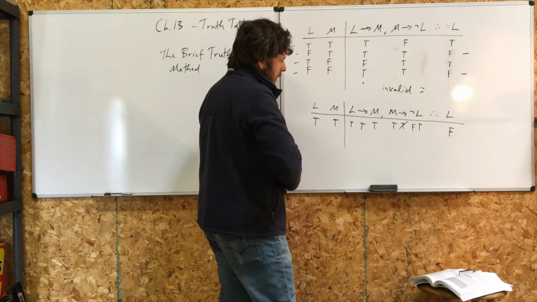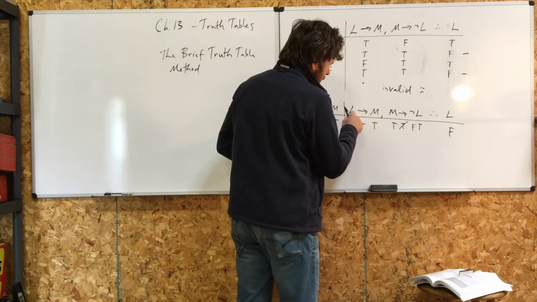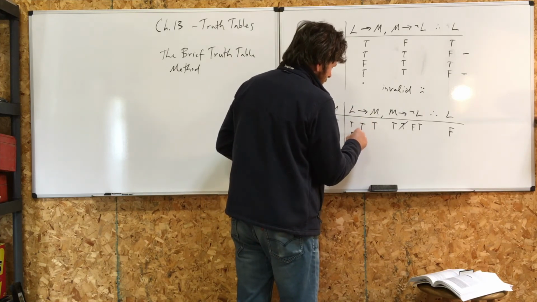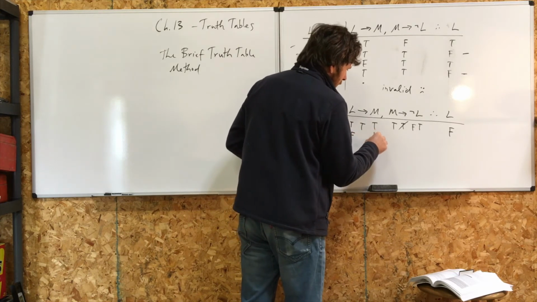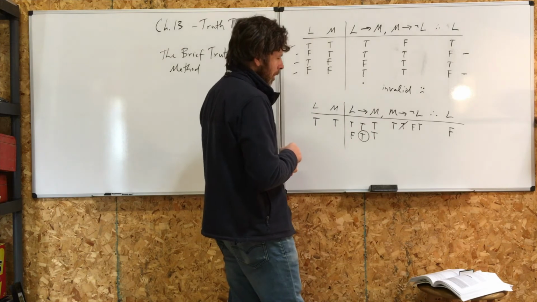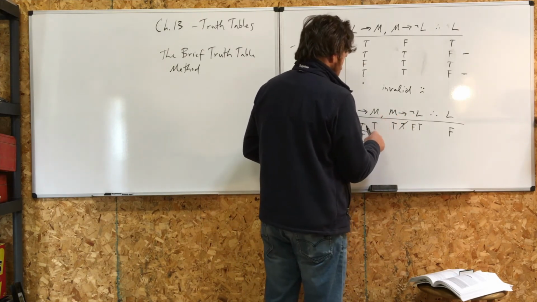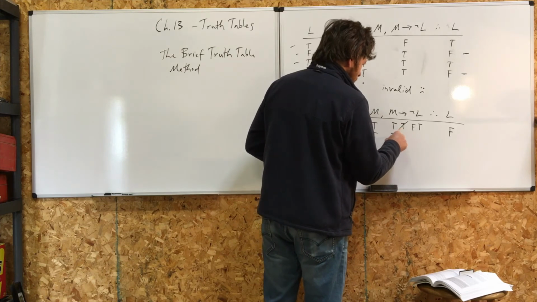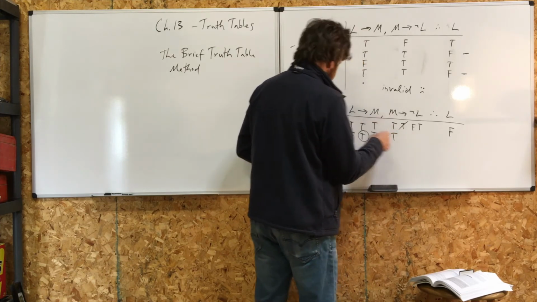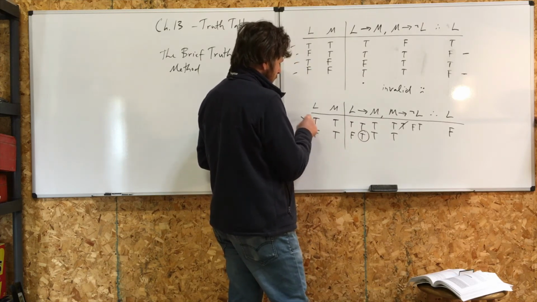So let's try a different combination. Another way to make L arrow M true is to have L false and M true. So that'll make this premise true. Will it make this premise true? Okay, so M is true here to match this, right? There's this value. Okay, let's try this one on. This one didn't work. Let's try this one.